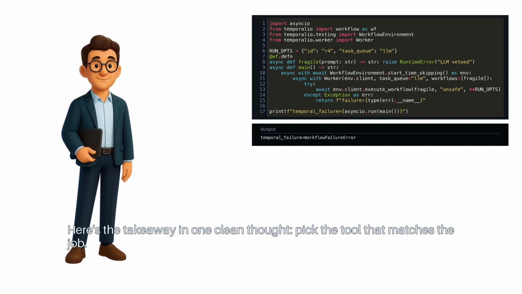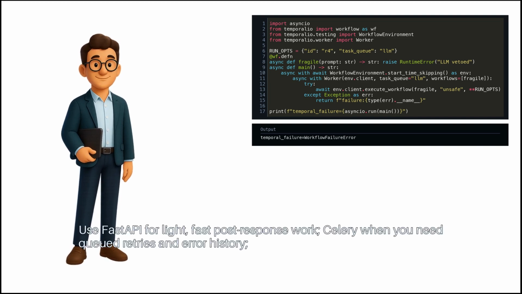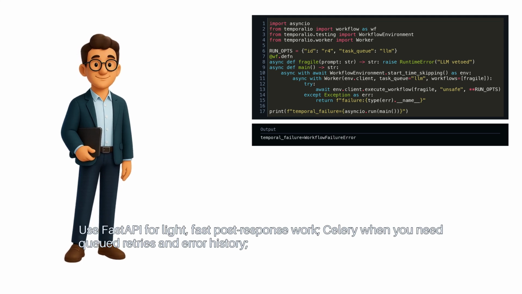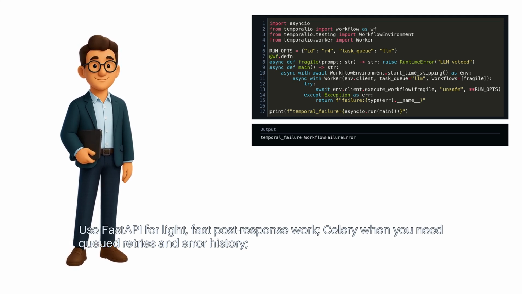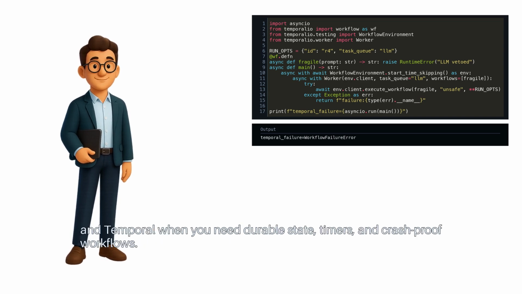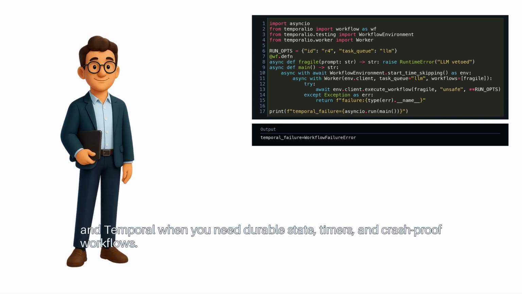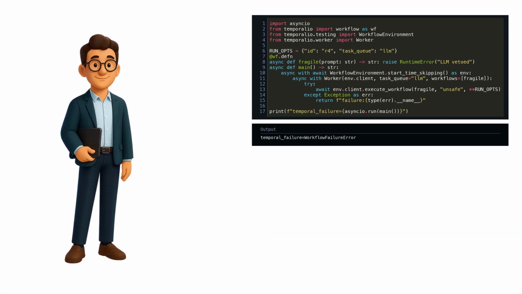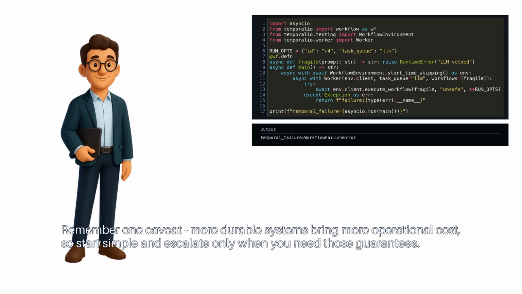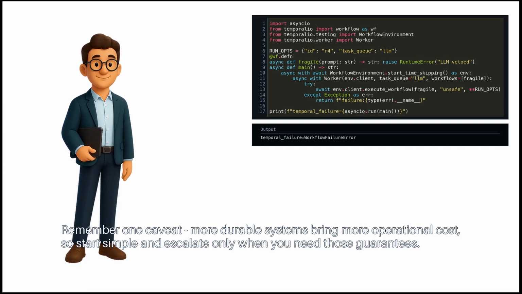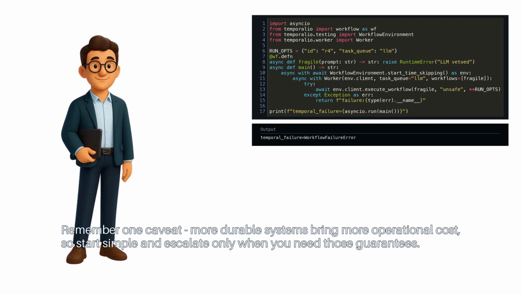Pick the tool that matches the job. Use FastAPI for light, fast post-response work. Celery when you need queued retries and error history. And Temporal when you need durable state, timers, and crash-proof workflows. Remember one caveat: more durable systems bring more operational cost. So start simple and escalate only when you need those guarantees.